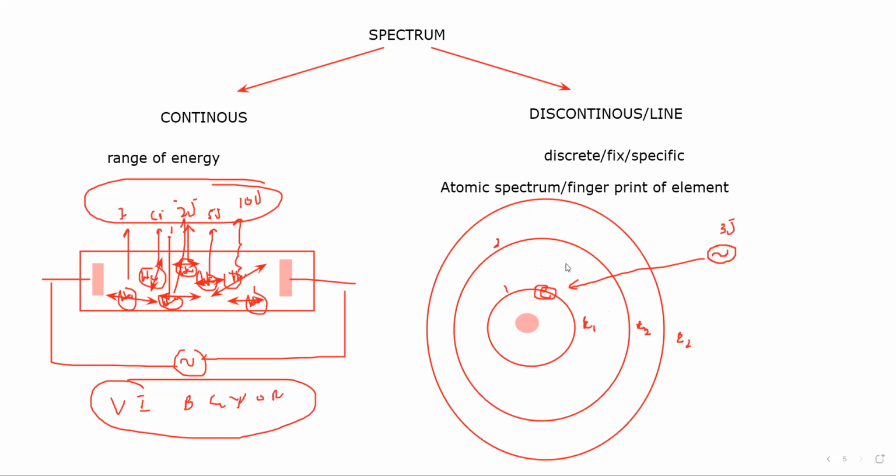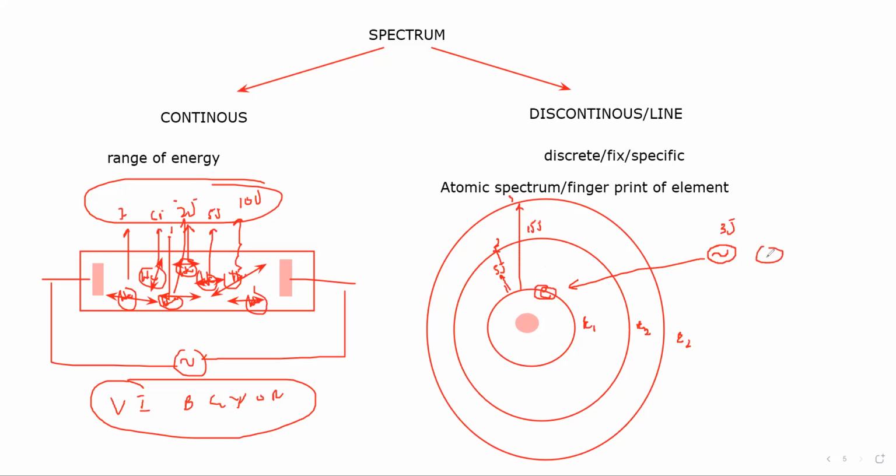Is there a transition of electron from lower to higher level? There is no transition because the energy is not sufficient. It needs 5 joules of energy to transit from shell 1 to shell 2. For example, it needs 15 joules of energy to transit from shell 1 to shell 3.